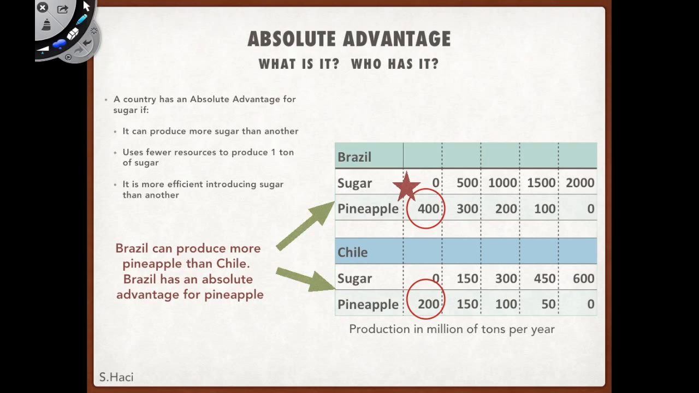Chile. So in this case, Brazil would have the absolute advantage for both the pineapple and the sugar. It does not have to be that way, but it can happen.